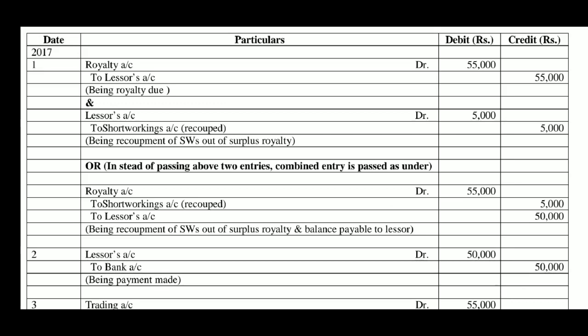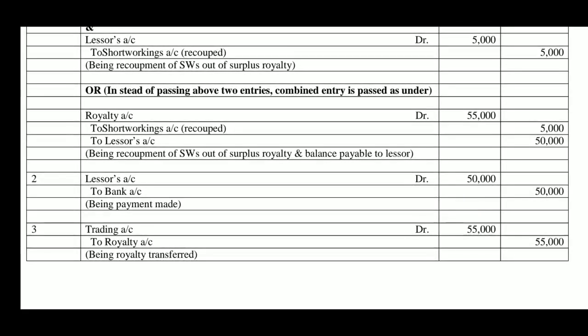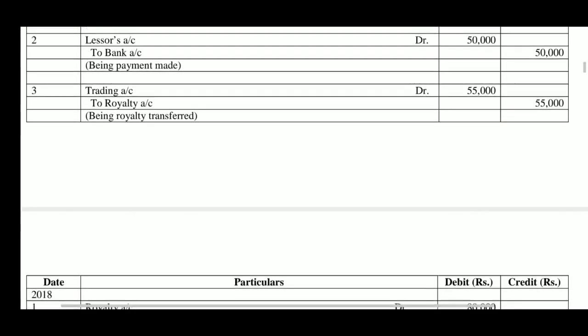Then the second entry for payment. So, this is the due entry. See the combined entry narration being recoupment of short workings out of surplus royalty and balance 50,000 is payable to lessor. Now, for payment, lessor's account debtor to bank account. The amount paid is 50,000. With the amount paid, this entry is passed. This is usual entry. In any year, this entry is passed. Now, ultimately royalty is transferred. Similar entry is passed, trading account debtor to royalty account with the amount of royalty 55,000 being royalty transferred.